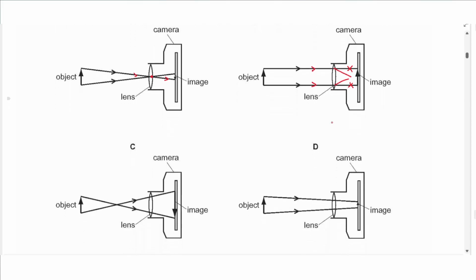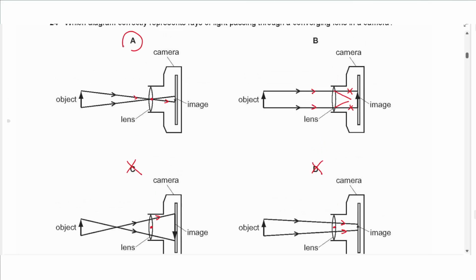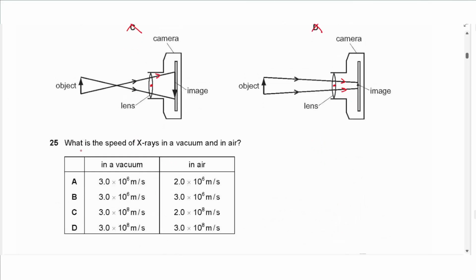For C, we have the rays continuing straight but not passing through the optical center, so C is wrong. And for D, again, passing straight through without moving through the optical center, again, D is wrong, so we choose A. Question 25 says what is the speed of X-rays in a vacuum and in air?